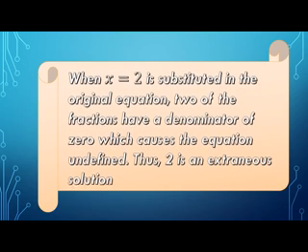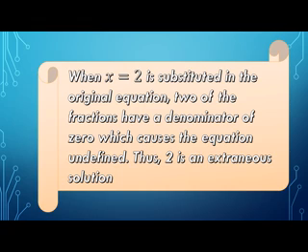When x is equal to 2 is substituted in the original equation, two of the fractions have a denominator of 0, which makes the equation undefined. Thus, 2 is an extraneous solution.